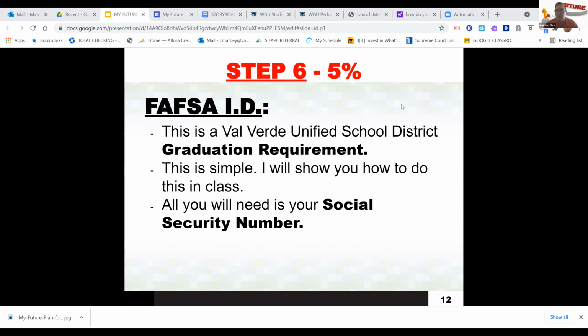And like I say, in some cases, it doesn't have to be a 4-year school. It could be a community college, could be a tech school. You're going to qualify for some money that you don't have to spend. And that's the important thing. So that's why Val Verde is making that a graduation requirement. It's pretty simple, something you have to do anyway.